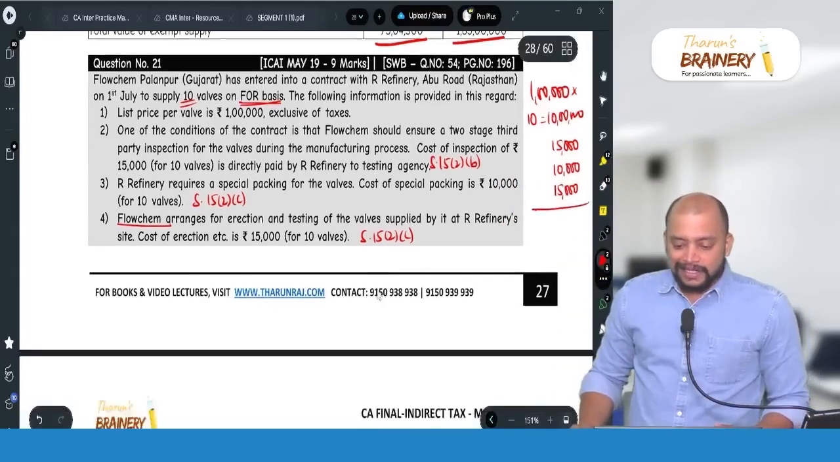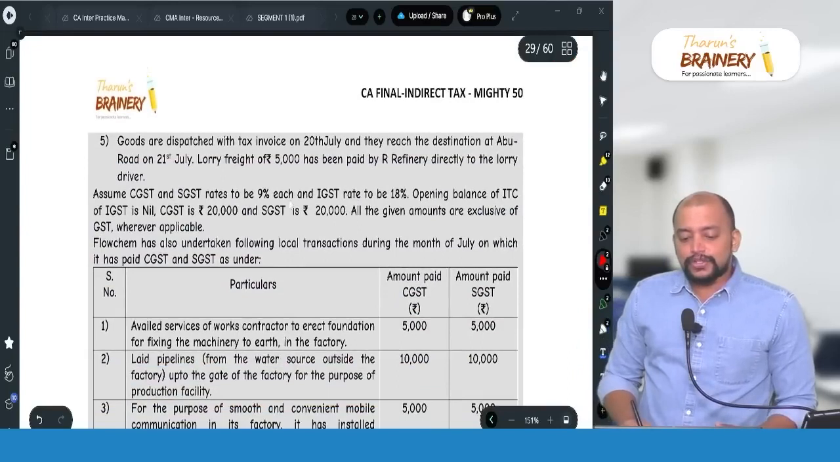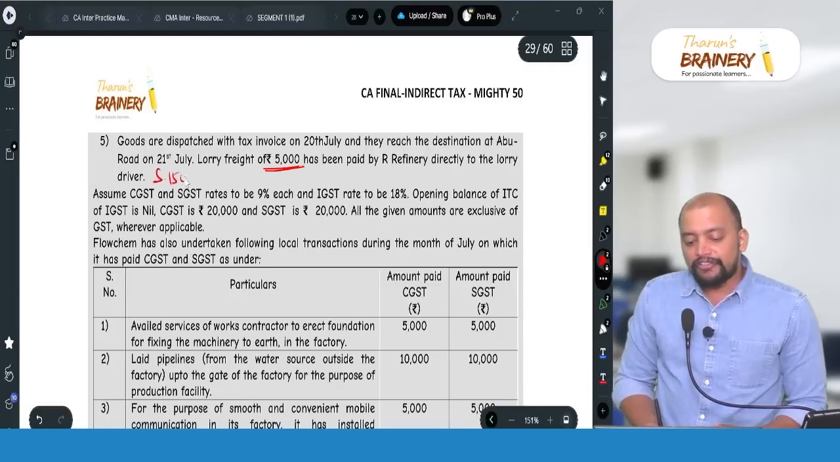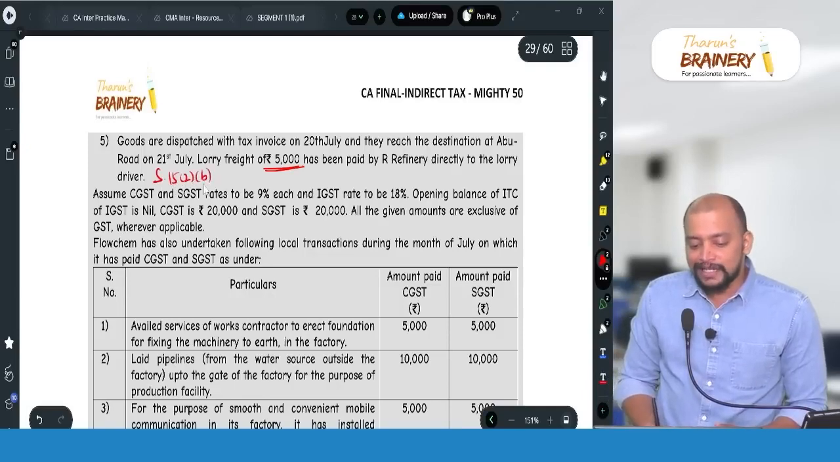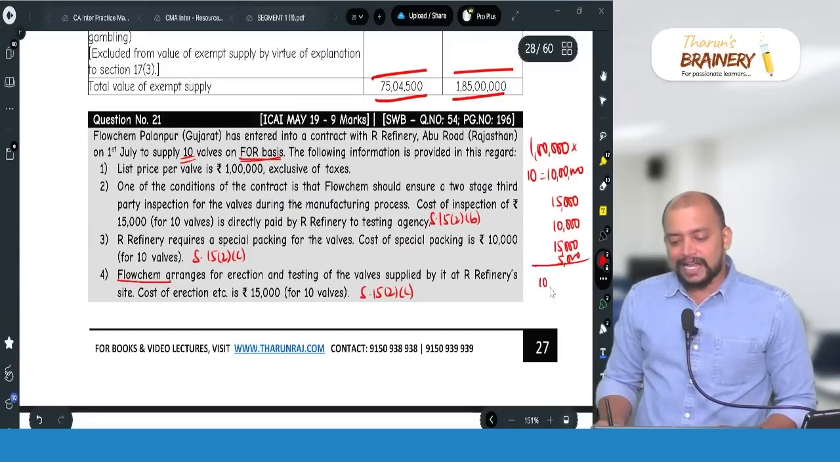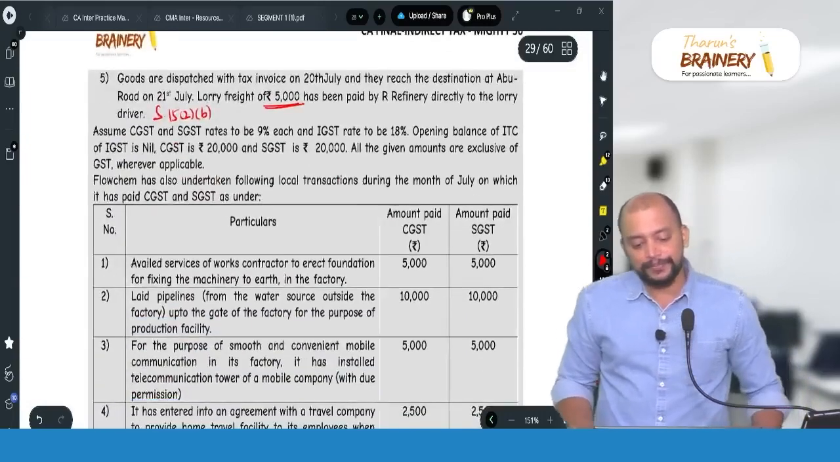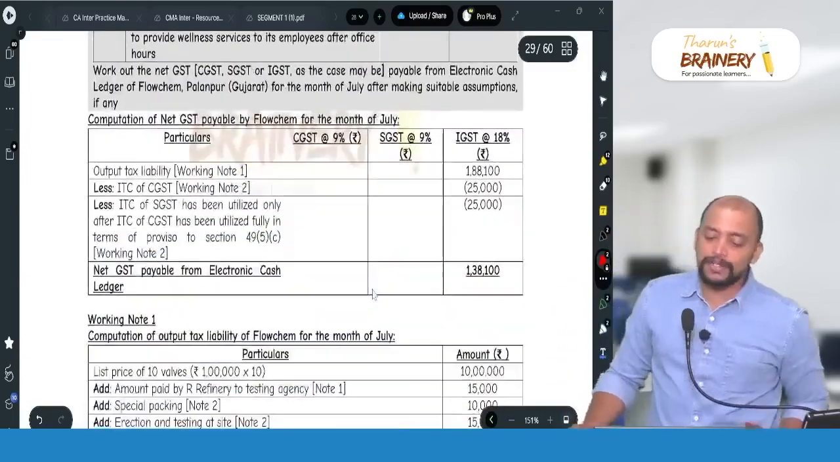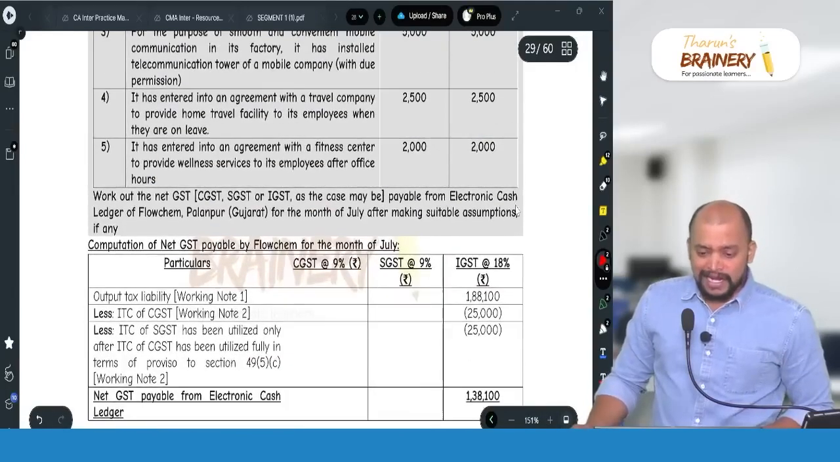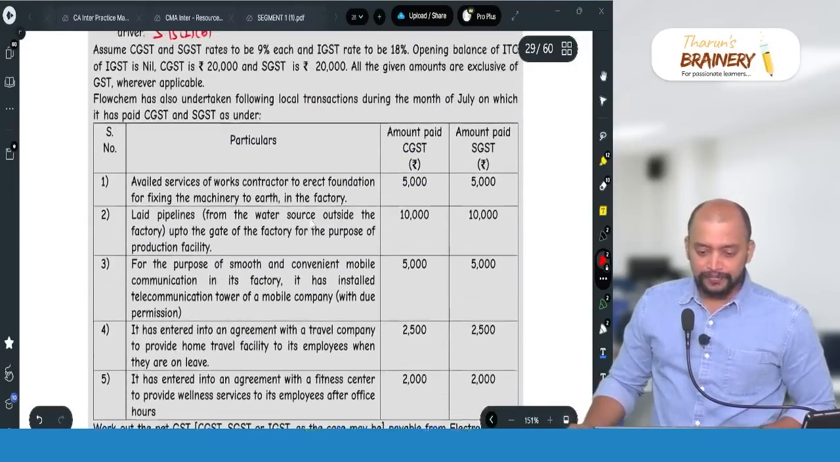So, in that case, this 5,000 rupees is the liability of the supplier, but it is incurred by the recipient. So, 15.2b, 5,000 we need to take. When we take 5,000, then it will be 10 lakh 45,000 that should be taken as the value. I missed that FOB value. So, 10 lakh 45,000. And on that, IGST is how much?